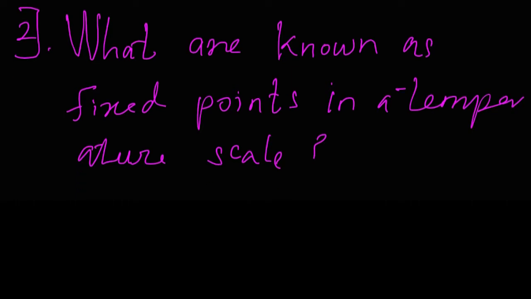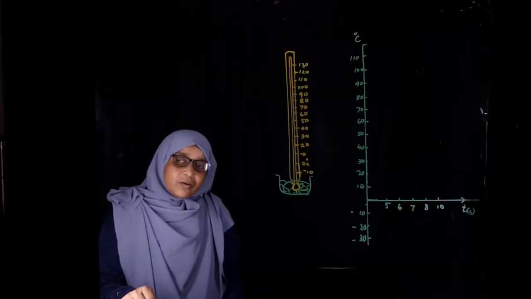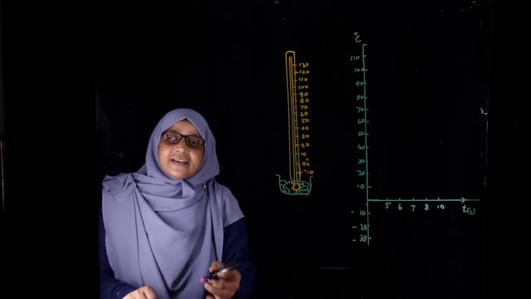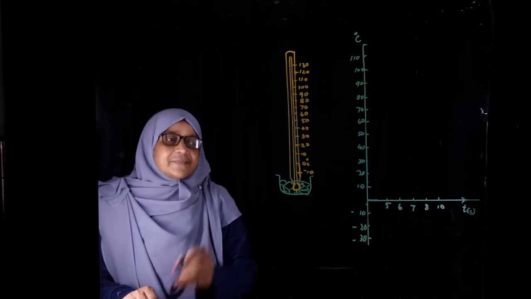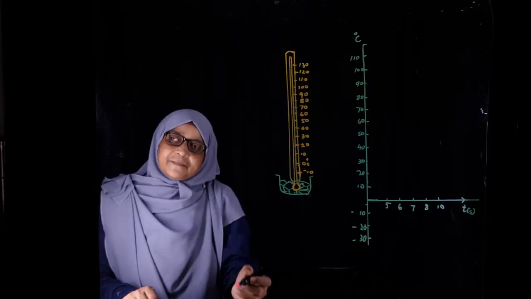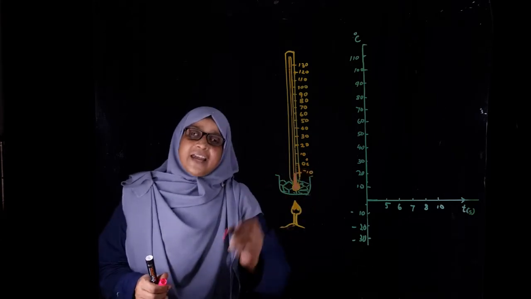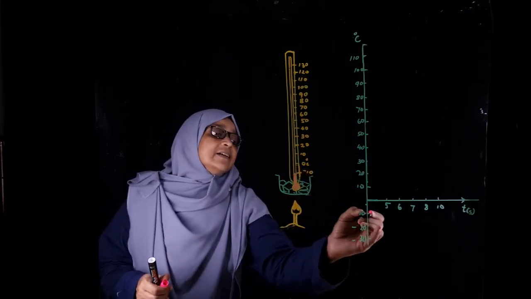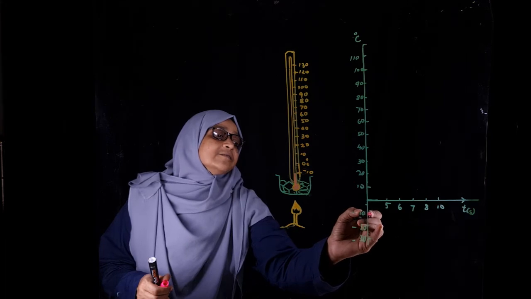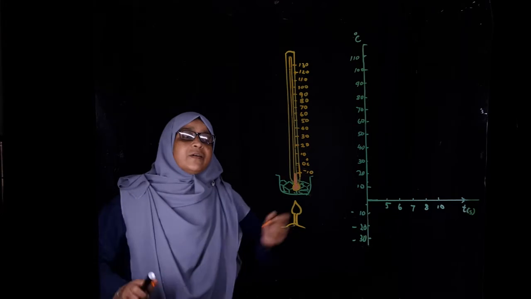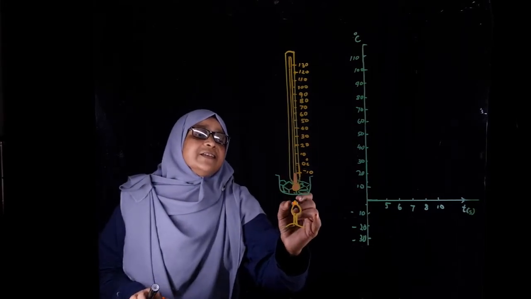What are known as fixed points in a temperature scale? Okay, here you can observe this is solid ice and a thermometer. The initial temperature of this ice is minus 10 degrees Celsius. Now, I am going to heat this ice.